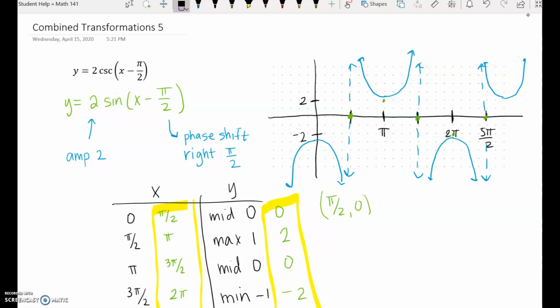Just a note, if you make a graph of this in Desmos, it'll show you all of the graphs, but it's not going to show you the asymptotes. So that's just something to consider.